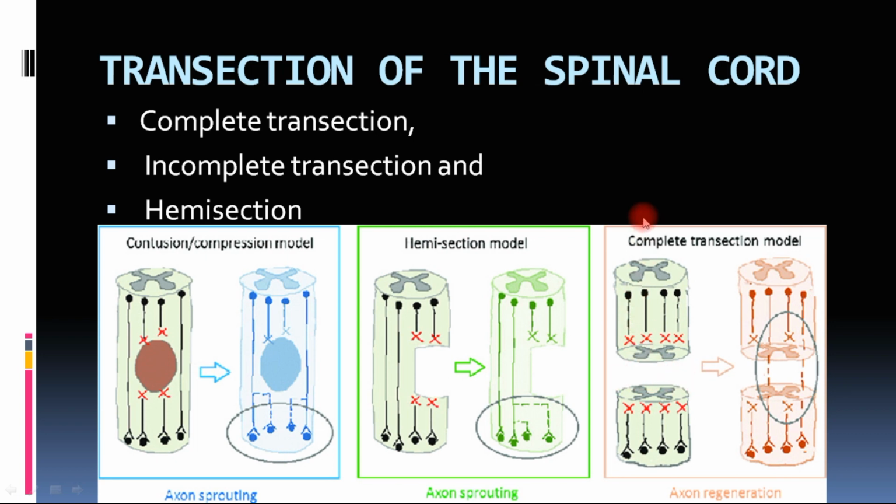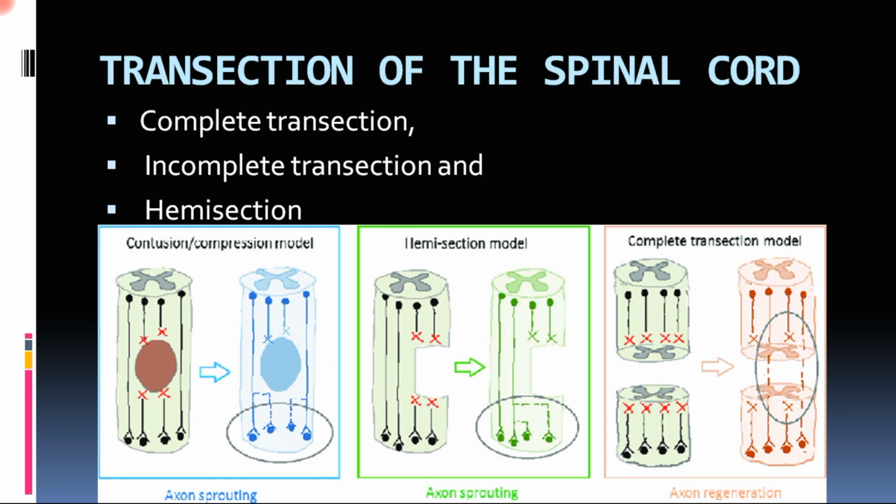The descending signals through the descending tracts are not reaching the spinal cord below the transection segments, and the sensory signals which are supposed to reach the brain are now not able to reach because there is a complete transection at this level.